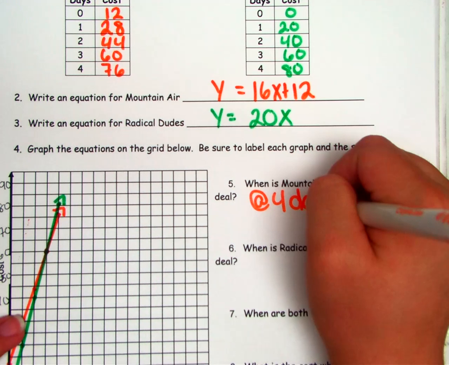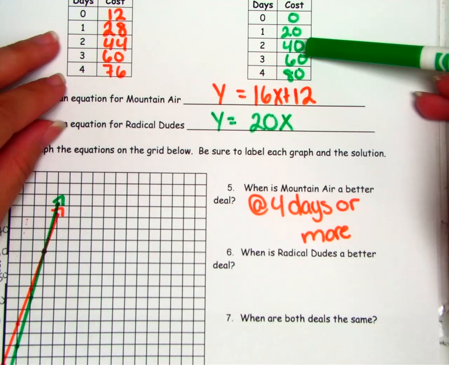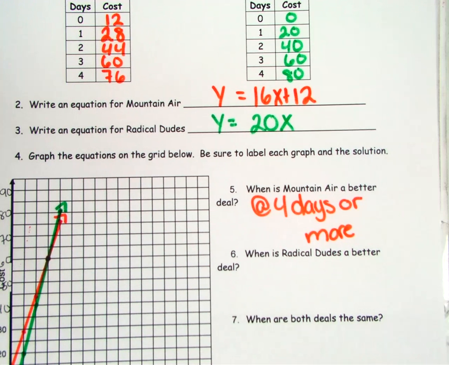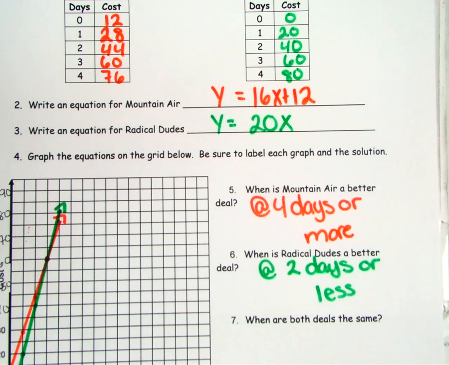Now number 6 asks, when is Radical Dudes a better deal? Well, we already said that between 0 and 2, it was cheaper to go through Radical Dudes. So what we're going to say is at 2 days or less. And you can actually make an inequality out of that.